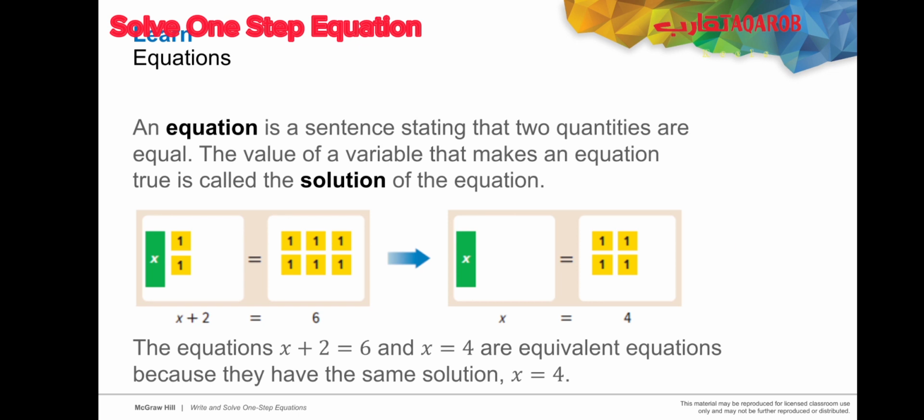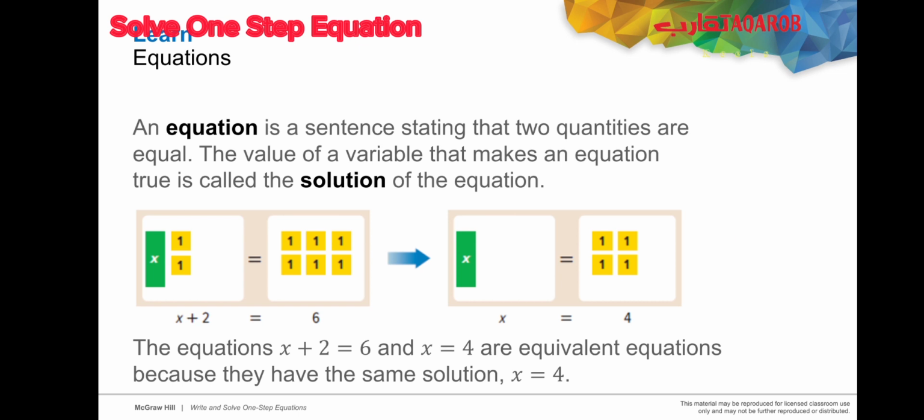Now, let's remember together what an equation is. We said before, it's a sentence stating that two quantities are equal. Two sides are equivalent; the right side is equal to the left side. The value of a variable that makes an equation true is called the solution. A true equation has both sides equal, and the value of the variable that keeps the two sides equal, I call it the solution of the equation.